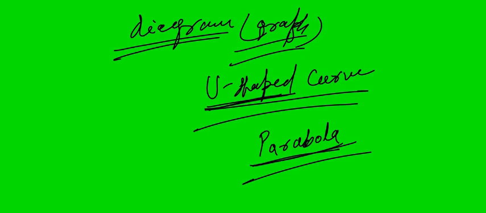Now the next point is the zeros of a polynomial. In the next video we will talk about this, and after that we will solve questions.